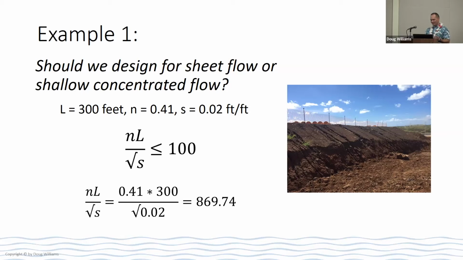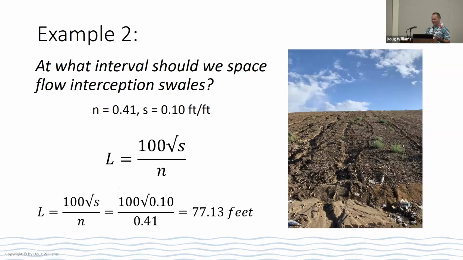So the second example I want to share is, now we know we're dealing with shallow concentrated flow. But if we have these interception swales, how far should we space them apart? Or a bench road, or however we do it, how far should we space them apart? So then I go back to that same equation and rearrange. You could solve for the length using the slope and the roughness coefficient. Those are the only two things we need. Plug that in, and we see it's 77 feet for sheet flow travel length. That's really good to take into the field and to implement in BMPs and design.